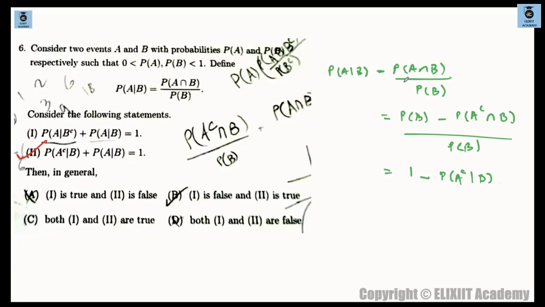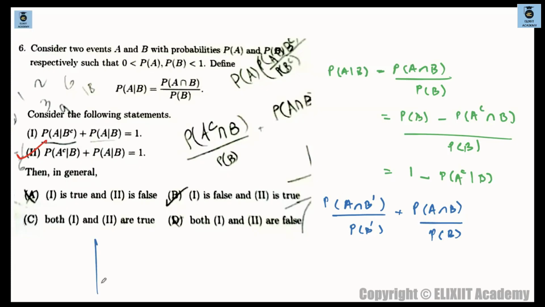Now consider the first statement. It says P of A given that B complement occurs plus P of A given that B occurs is equal to 1. In general, this is not true. You can check this. Let's say we are having P of A given that B complement. So what is the meaning of this? By the formula we have P of A intersection B complement divided by P of B complement, plus P of A intersection B divided by P of B. We are having this only for the first statement.